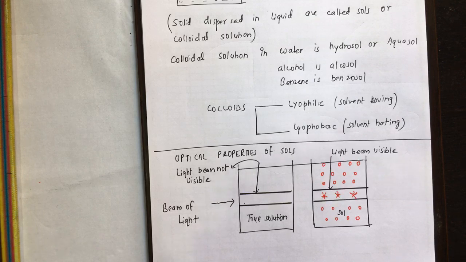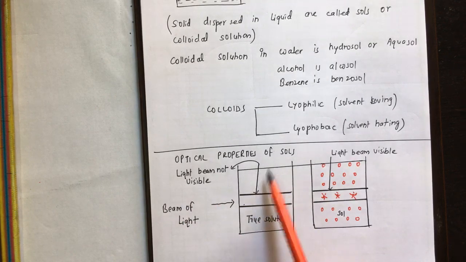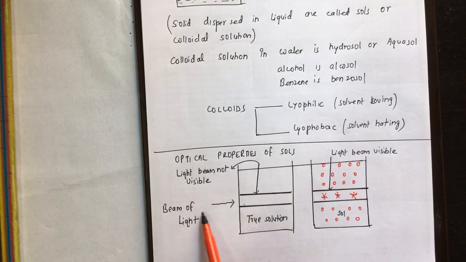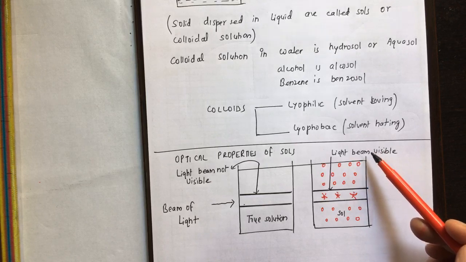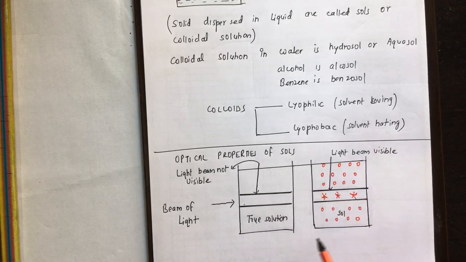But the Tyndall effect can be used to distinguish between a colloidal solution and a true solution. If you pass a beam of light from this side and view it from here, the light beam is not visible, and this happens in the case of true solutions. If you pass the same light beam through the other one and view it from the side, the light beam becomes visible. When the light beam is visible, it is a colloidal solution, and when it is not visible, it is a true solution.